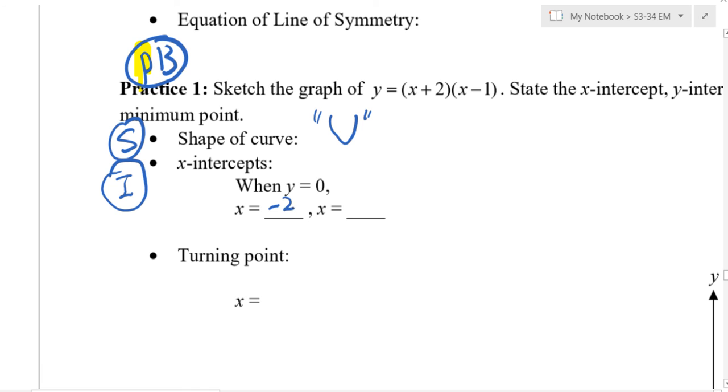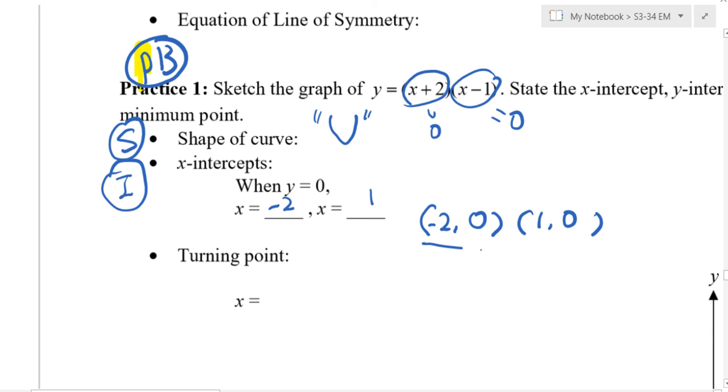Do you know why negative 2? Because this equals to 0, right? Or this equals to 0, right? So what's the other one? 1. Can you also put down 2 coordinates? What are the coordinates? Negative 2, 0. 1, 0. This is very important. This will prevent you from marking wrongly later.